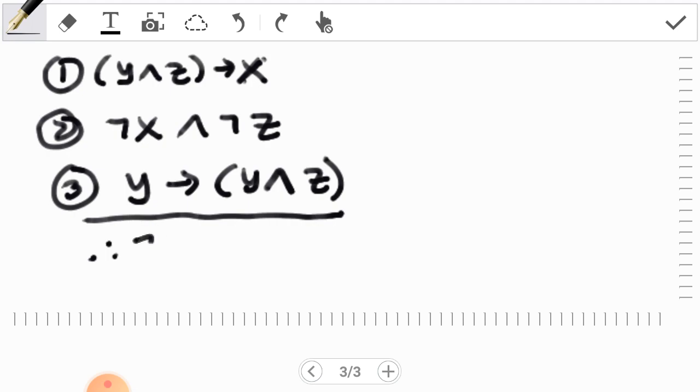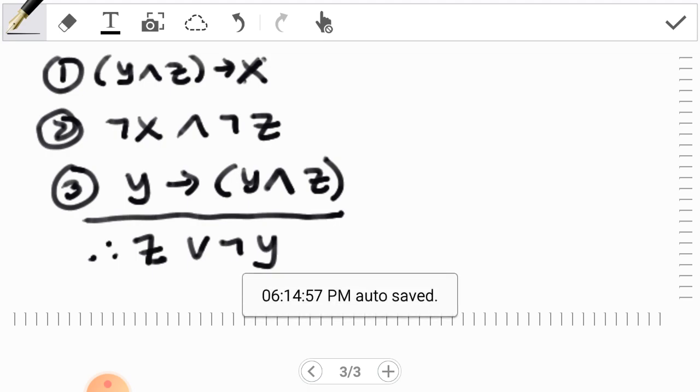Conclusion, Z or not Y. Okay, we have Z or not Y as our conclusion. We find Y and Z in the first, we find Z in the second, we find Y and Z in the third. So, for this one, it's not clear where we can really obtain the conclusion. But, let's try to be observant with our expression.